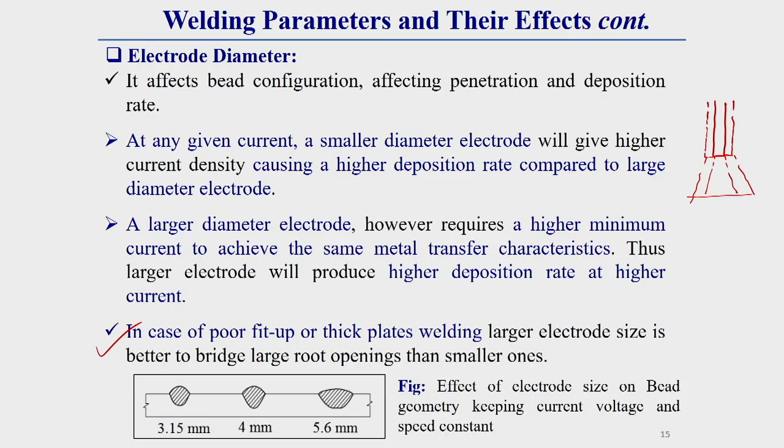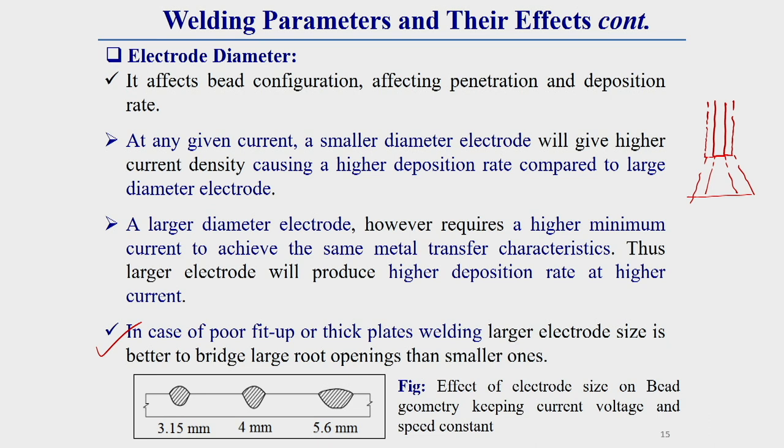Here one thing you should keep in mind: in case of poor fit up or thick plate welding, a larger electrode size is better to bridge a large root opening than smaller ones. That's why for poor fit up and thick plate, a larger electrode diameter is generally preferable.